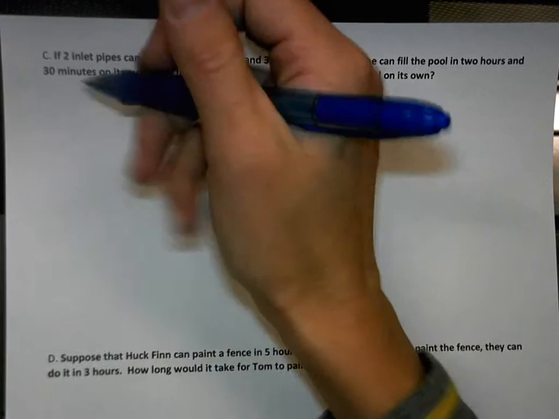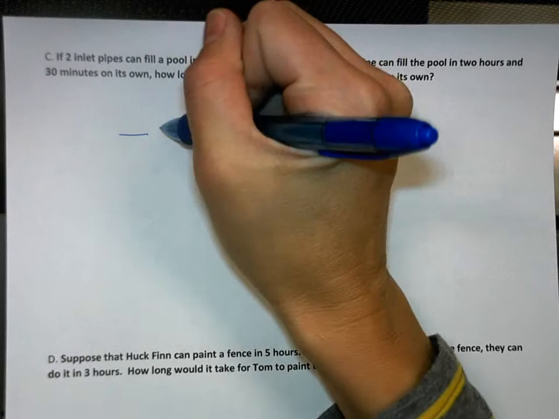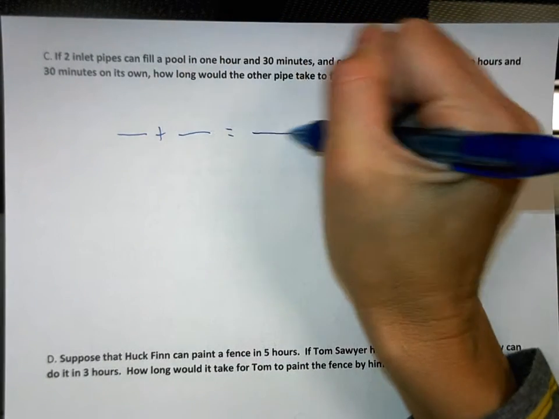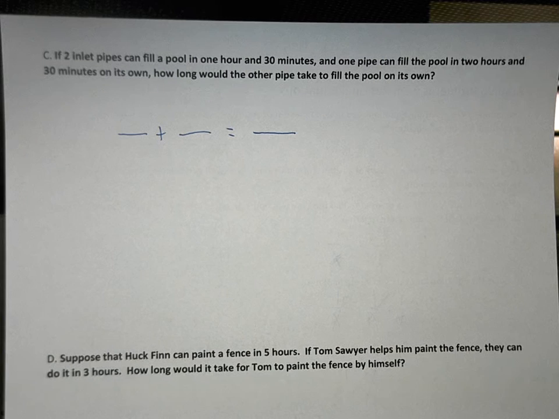So remember you're going to have your individual pipes on one side as a fraction, and then when they work together on the other side. Also think about how you would write 2 hours and 30 minutes and 1 hour and 30 minutes as a decimal. Okay, because is it going to be 1.3? No. What will it be? 1.5. Okay, so all I want you to do is just set it up. I don't want you to solve it.